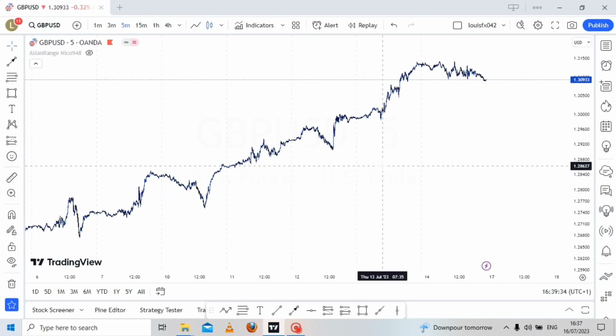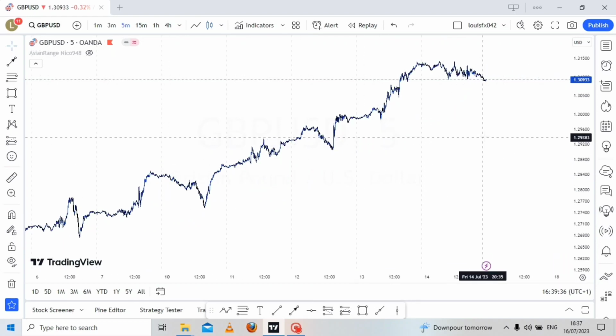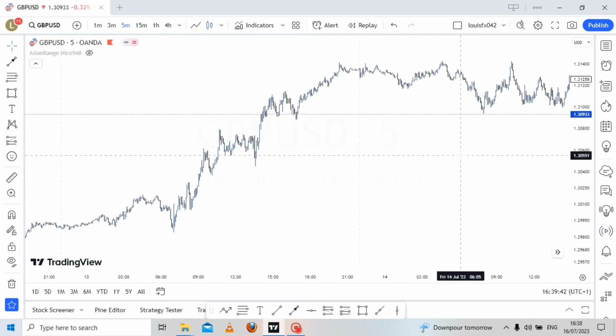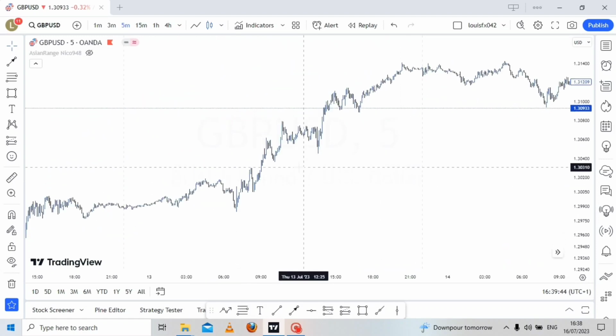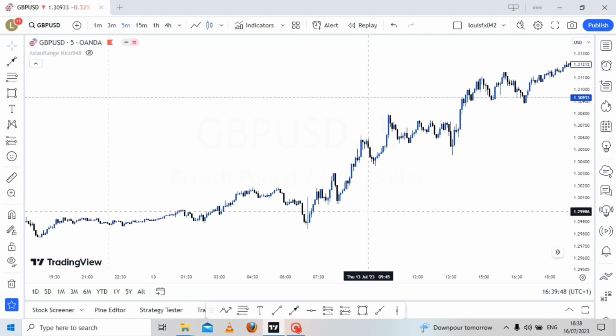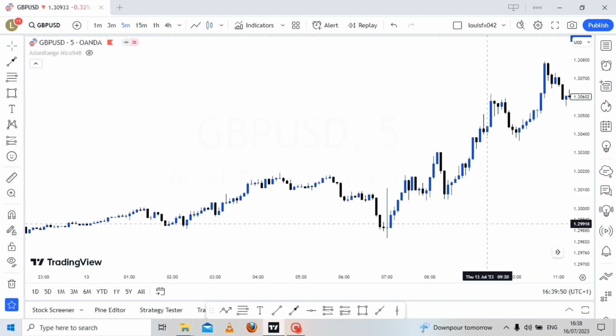So you as a supply and demand trader, how do you trade this type of market? Let me use this one here as an example. The market created, let me just use this zone here.